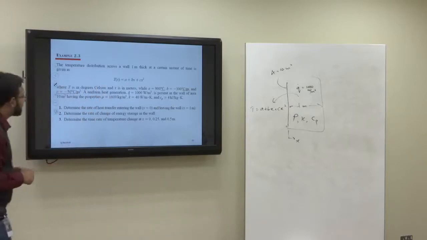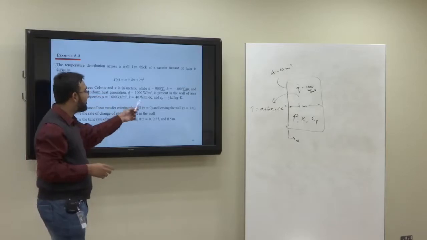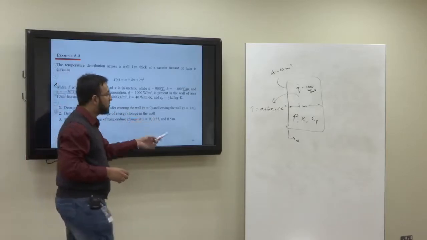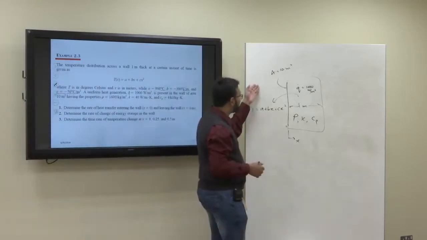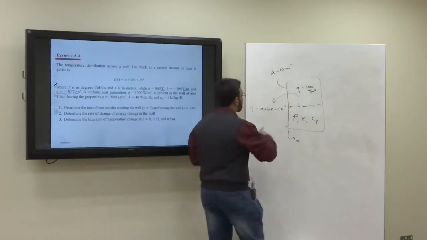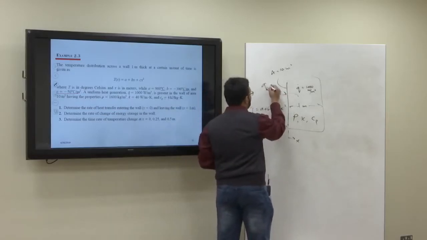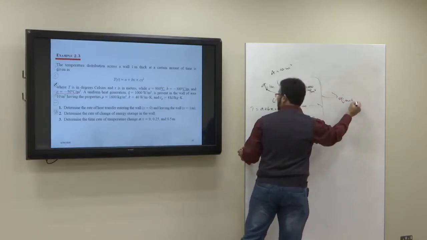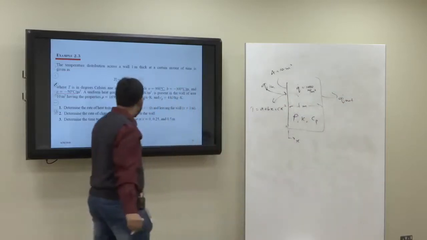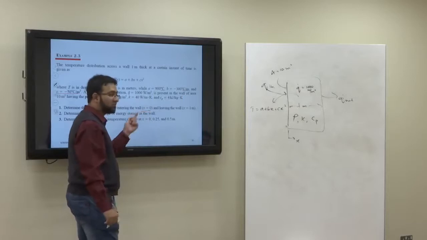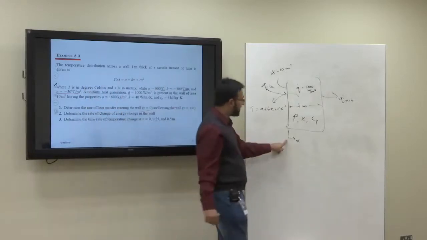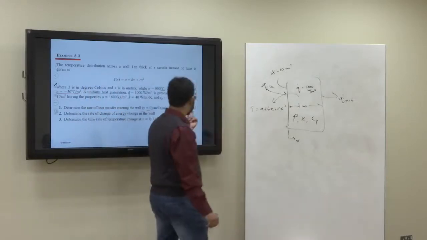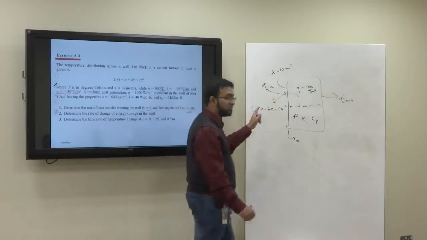Determine the rate of heat transfer entering the wall and leaving the wall. So we need to find out the rate of heat transfer entering the wall, Q in, and Q out, leaving the wall. Entering the wall means x equals 0, here, the beginning. Leaving the wall means x equals 1 meter, at the end.